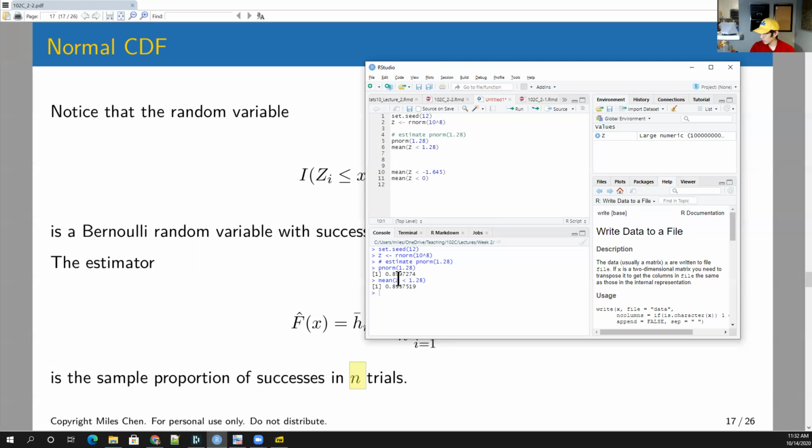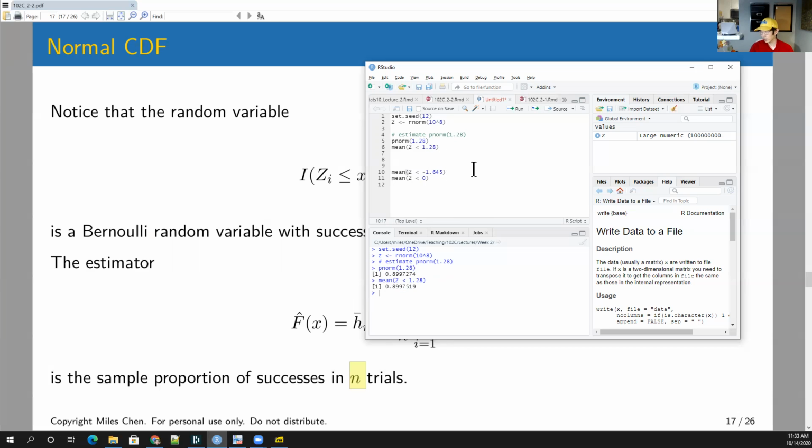So I just said Z less than 1.28, and I get a logical vector of trues and falses. If I take the mean of a logical vector, it gives me the proportion with that property. So here I've got 0.8997519. Okay, so something close, but a little bit different from the true value.